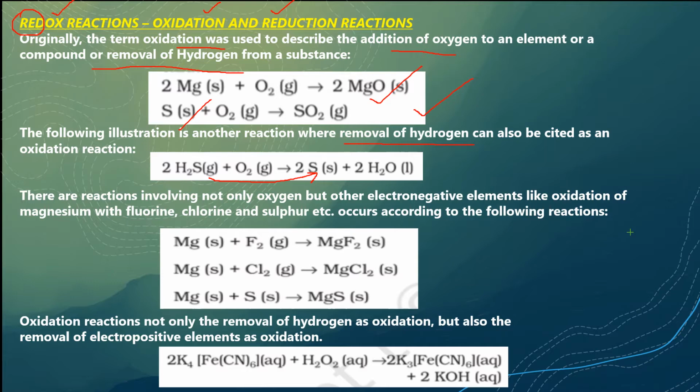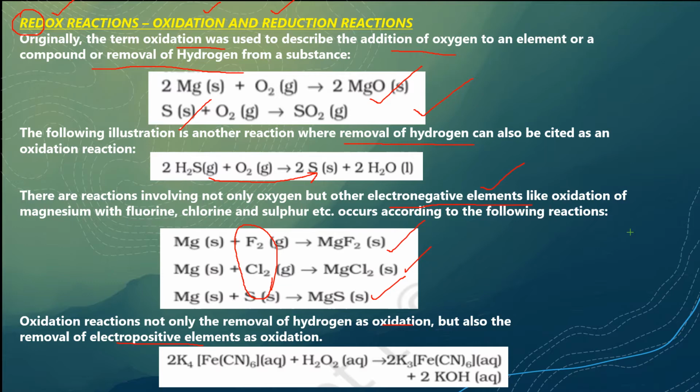Now there are reactions involving not only oxygen but other electronegative elements also. Later on it was noticed that if you come across a reaction like Mg reacting with F2 or Cl2 or sulfur, these are electronegative elements like oxygen, and they are giving you corresponding products. So the concept, the definition of oxidation, was later modified: not only the removal of hydrogen as oxidation, but also the removal of electropositive elements and also the addition of electronegative elements like oxidation.